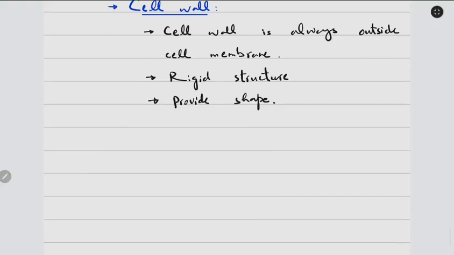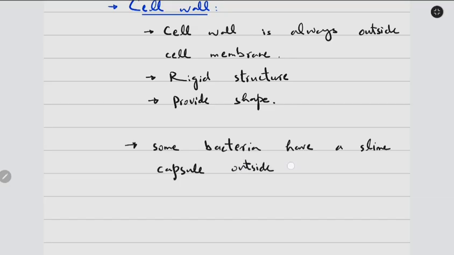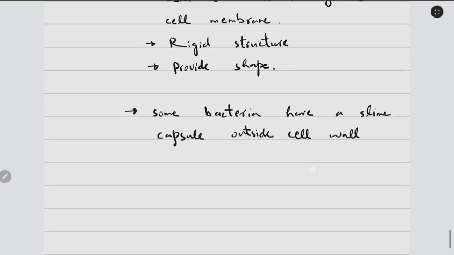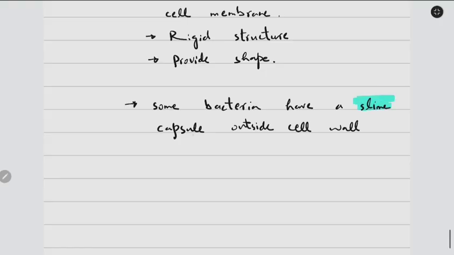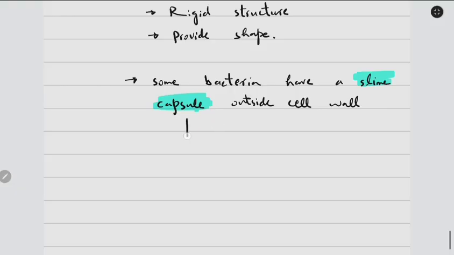But if they have a cell wall, the shape would be fixed. Now, outside the cell wall, some bacteria, not all of them, would have a slime capsule. So what's the purpose of this slime capsule? As the name suggests, it's slimy or sticky in nature. This capsule allows the bacteria to form colonies.